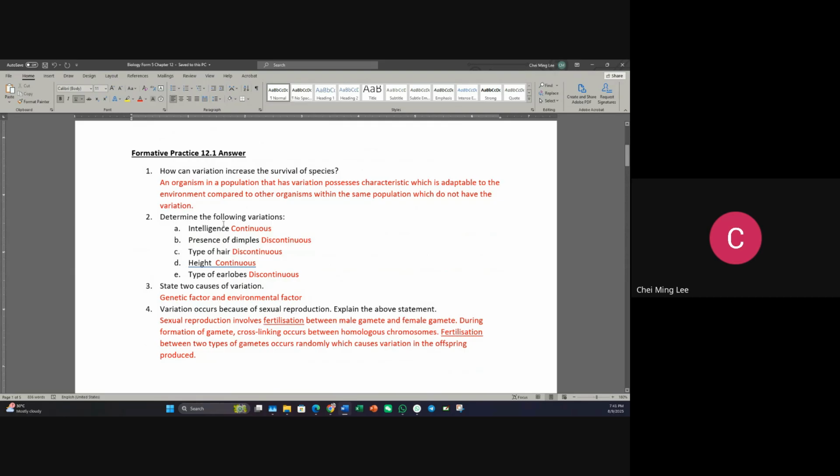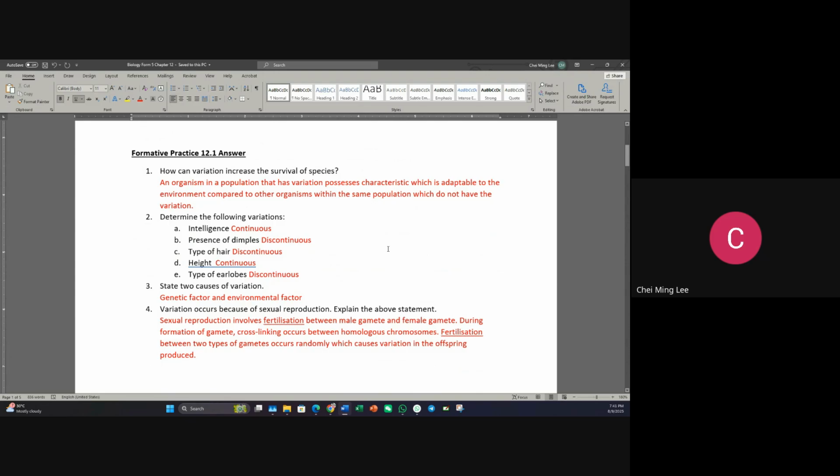Okay, next, determine the following variation. Intelligence is continuous. Presence of dimple is discontinuous. Type of hair is discontinuous. Height is continuous, which means it can be affected by the environment. Type of earlobe is discontinuous.